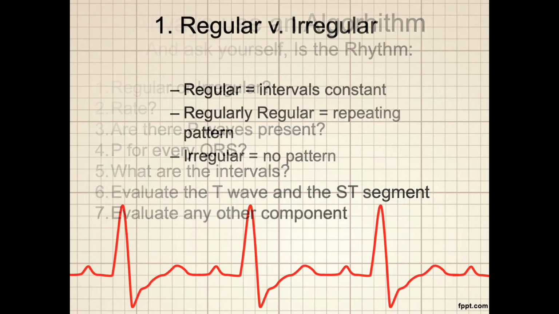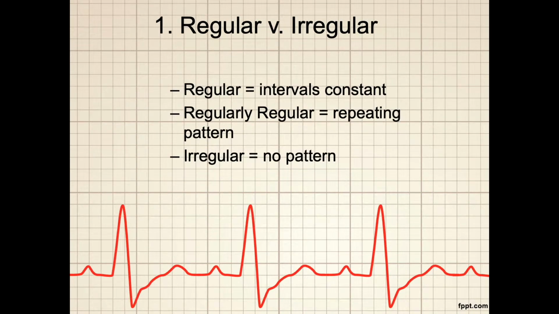Step 1. Is it regular or irregular? In a regular rhythm, the intervals are constant. And when I speak of intervals, I mean the P wave to the P wave, or the P to P, and the R wave to the R wave, or the R to R. If it's regular, those intervals are always constant.